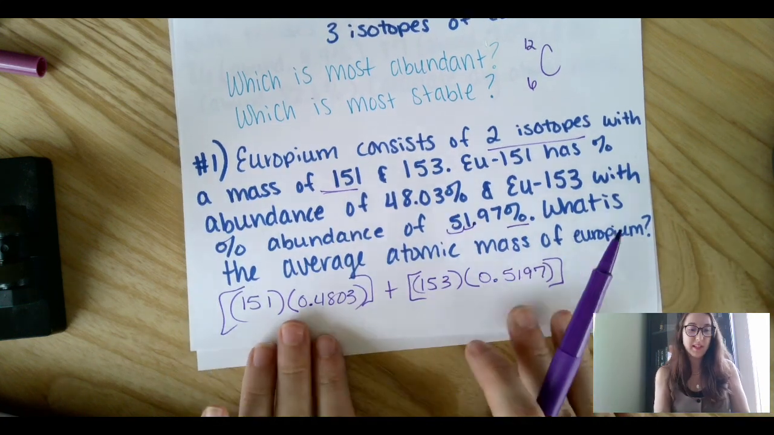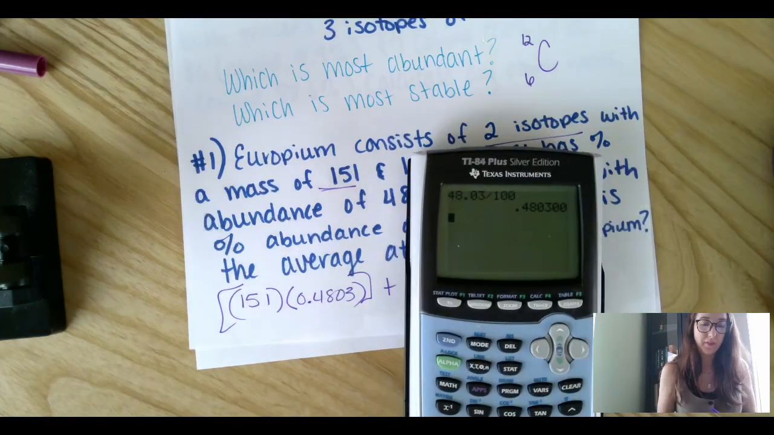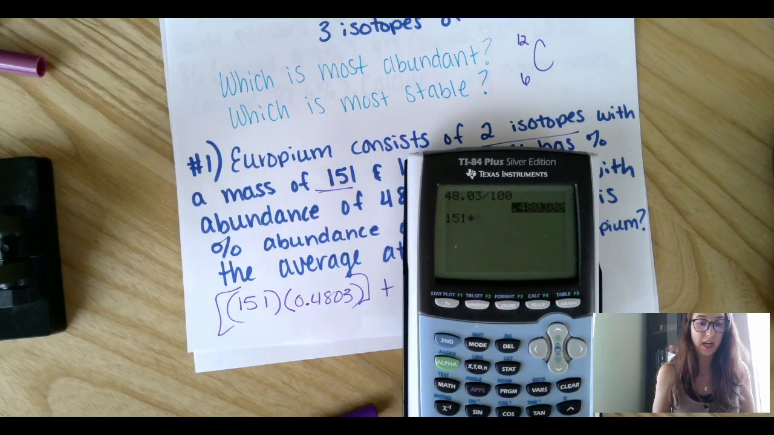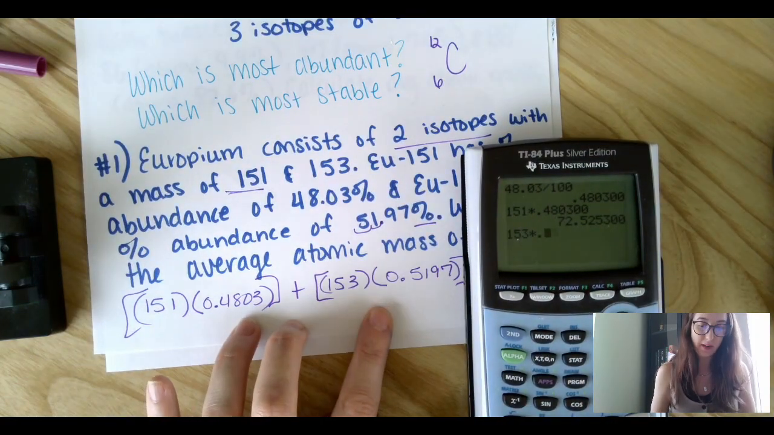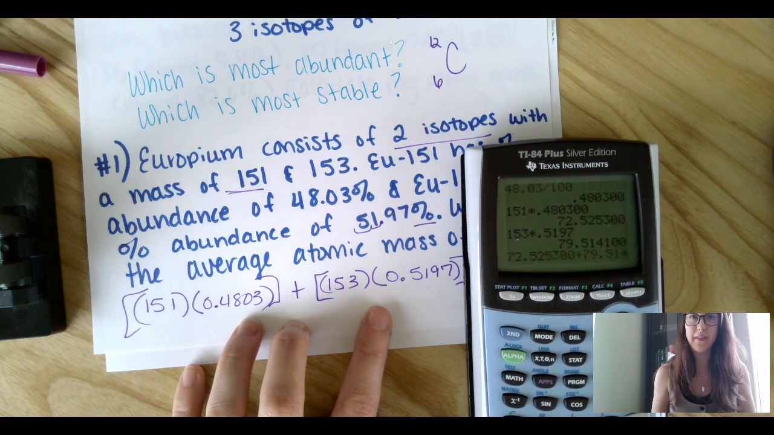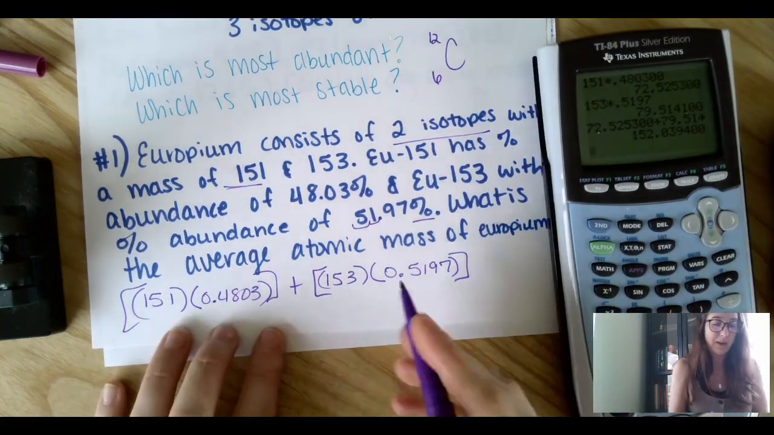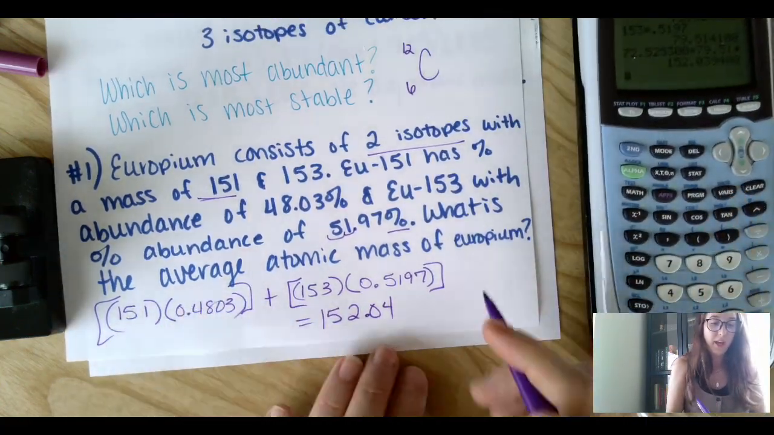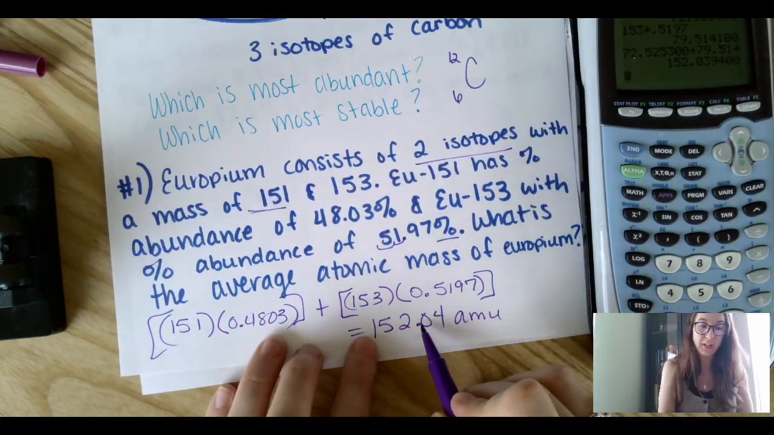Now I'm going to do these individually in the calculator, then I'm going to add them together. So I'm going to do 151 times 0.4803, and then I'm going to do the same thing, 153 times 0.5197. Now I'm going to take those two answers and add them together, and I get 152.04. I'm going to round it to the hundredth place, 152.04. AMU would be the unit for atomic mass unit.